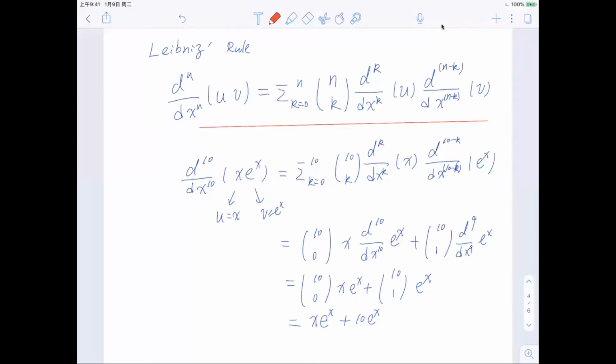We can notice that this formula is quite similar to the binomial expansion. The good thing about this formula is that we can calculate the derivative of each element first and then combine them together. Let's look at an example.